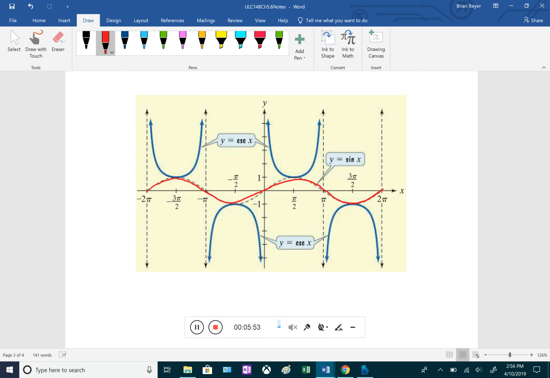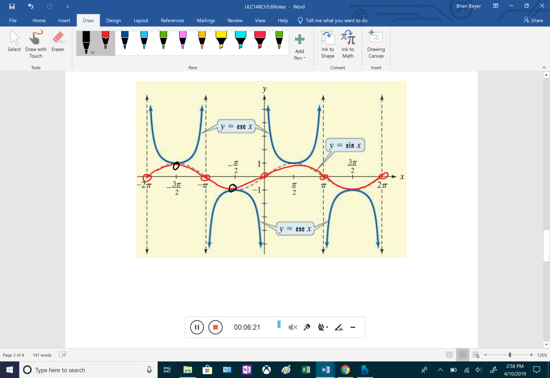You can use this to help you graph cosecant of x, because every time sine has an x-intercept, there's going to be a vertical asymptote for cosecant. And every time sine has a max value, cosecant's going to have a min value. And every time sine has a min value, cosecant is going to have a max value. So you can use that to help you graph these ones.